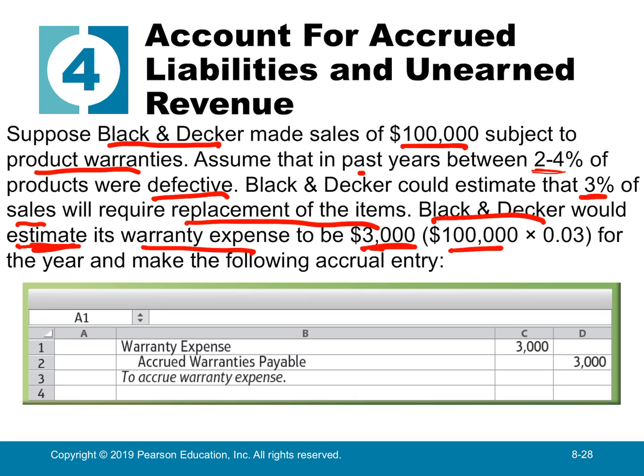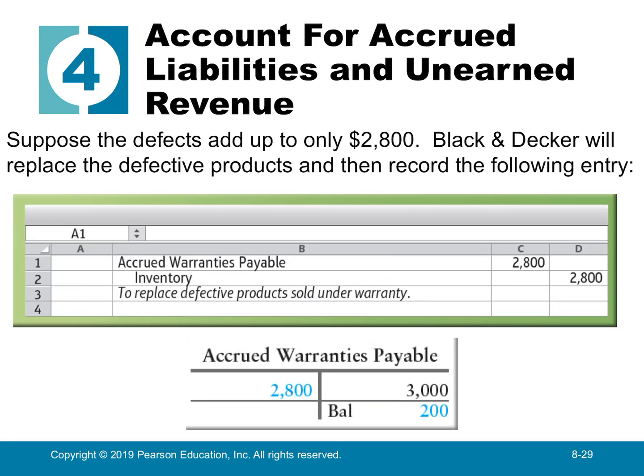Just $100,000 of sales times the 3% that are expected to come back, and this is what you'll do: warranty expense of $3,000, accrued warranties payable $3,000. So again, no item has come back under warranty yet. We're creating an estimate and creating a bucket that we can pull from. So now we've accrued our warranty expense. So what happens? Suppose that from those $100,000 of sales, we get $2,800 worth of warranty returns, or whatever you want to call it, right?